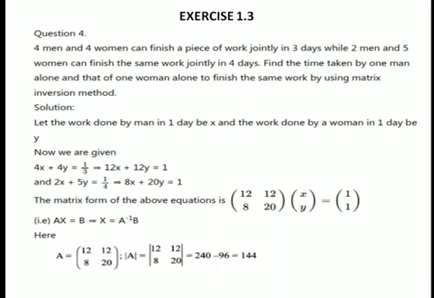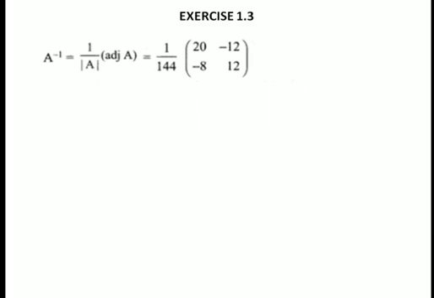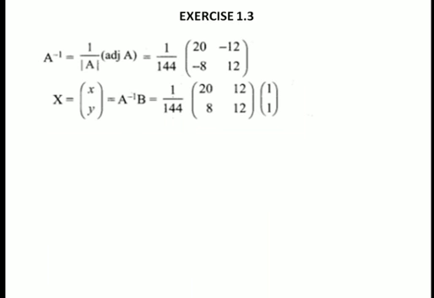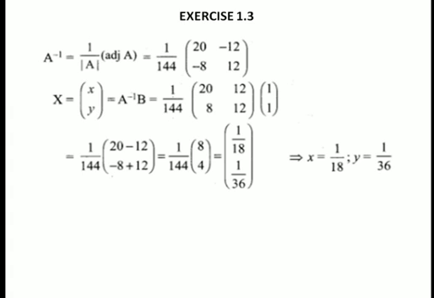Then the value is given. A modulus you are going to find, it is 144. Then for the adjoint of A, you interchange the 12 and 20, and the 8 and 12 you multiply by minus. Then A inverse equal to 1 by A modulus times adjoint of A. You substitute the values and simplify it. X equal to A inverse B. You substitute that value and simplify. You get the value of x and the value of y.